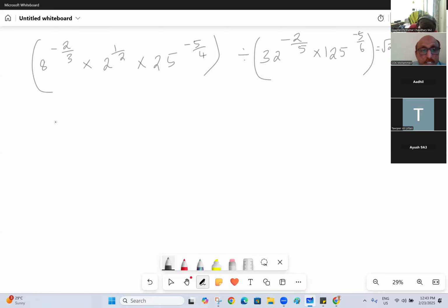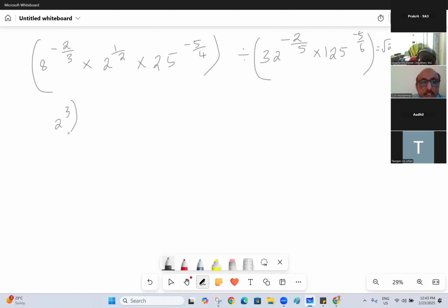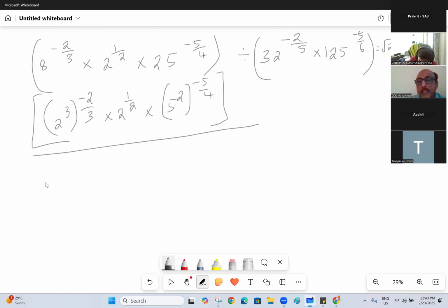First, sir, you take 2 raised to 3, whole raised to minus 2 upon 3. Then you leave 2 raised to 1 upon 2 as it is. Then you take 5 raised to 2, whole raised to minus 5 upon 4. Then you divide that by 32, which you can make 2 raised to 5, whole raised to minus 2 upon 5, and then 5 raised to 3, whole raised to minus 5 upon 6.